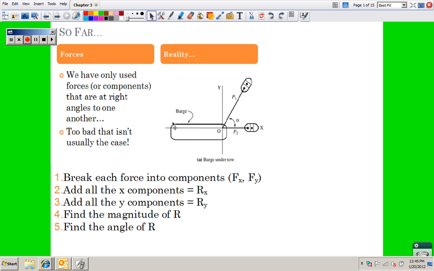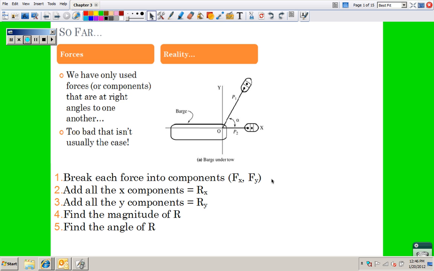Okay, so far what we have is forces or components that were at right angles to one another. Regrettably, that's not usually what we see. So you see here in this figure that we have one tugboat pulling a barge all in the x direction and one pulling it at an angle alpha between the x and the y direction. So if we want to find the resultant of those two forces, right now we don't have a method to do that. Okay, so here's the step-by-step method.